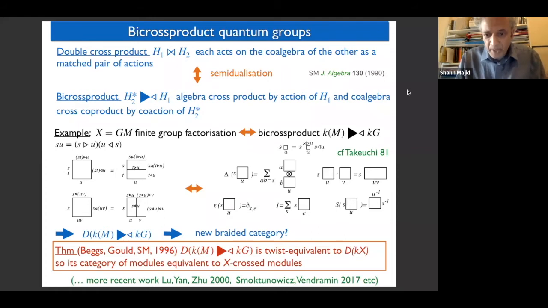Now, from that same data by semi-dualization, you will get a new Hopf algebra, which will be different from the group algebra of X. And that would be this bicross product Hopf algebra, where G acts on M, so you get this semi-direct product, and vice versa, M acts on G, but you can view that as a coaction of K of M.